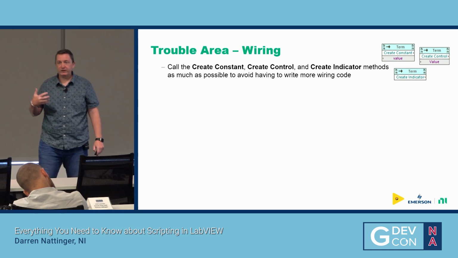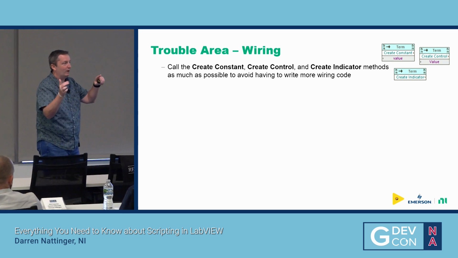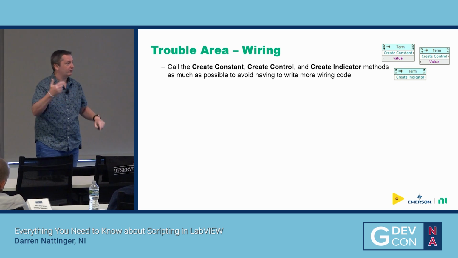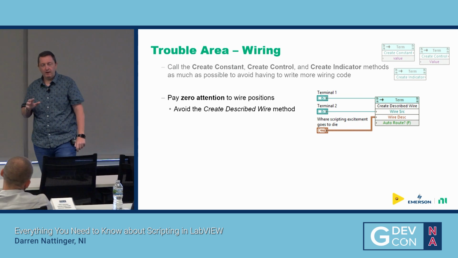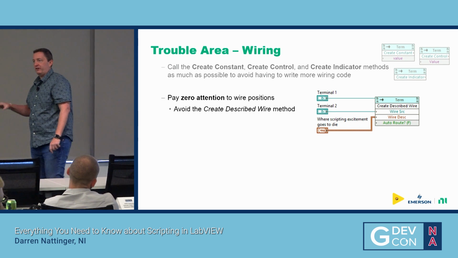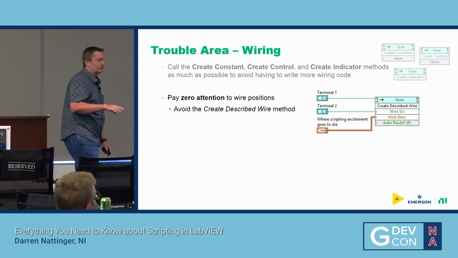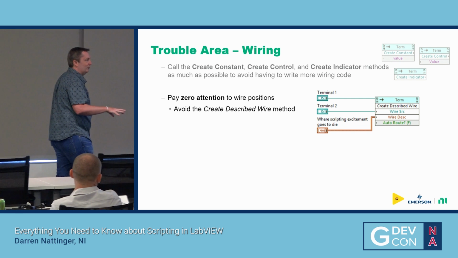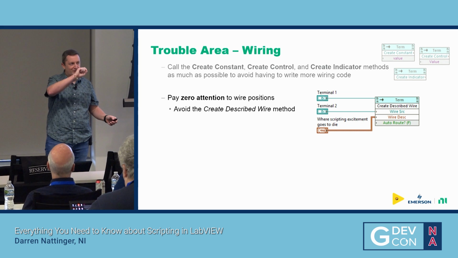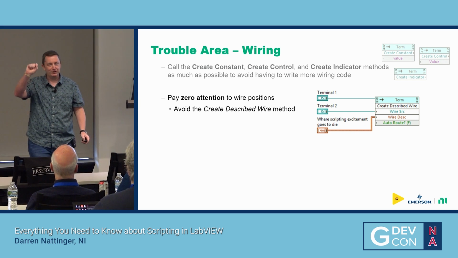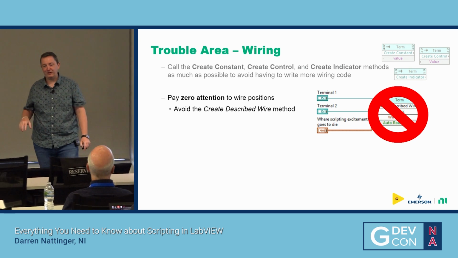Okay, if you've already got a terminal, instead of dropping something and then wiring to it, maybe you can just call the create constant or create control or create indicator method off of that terminal. If you want your excitement about scripting to die a horrible death, then feel free to use the create described wire method, which is a way that you, as a LabVIEW programmer, can spend hours and hours of agonizing fun determining the exact positions of where you want your wire to go on your block diagram. If you guys hate yourselves, call this method. I don't think y'all hate yourselves.